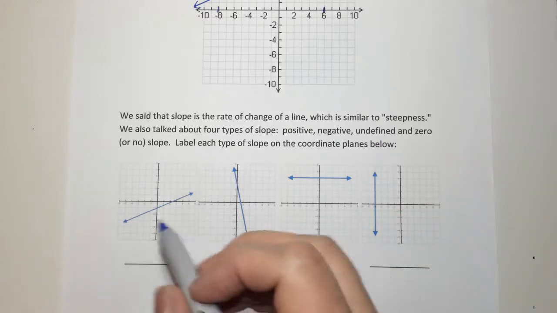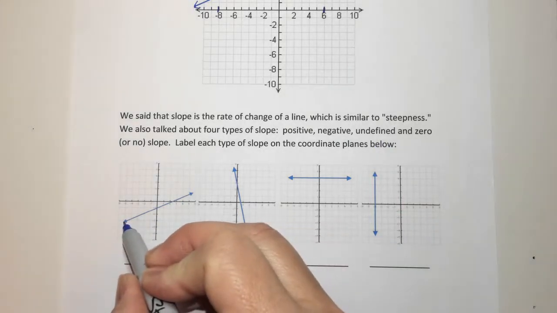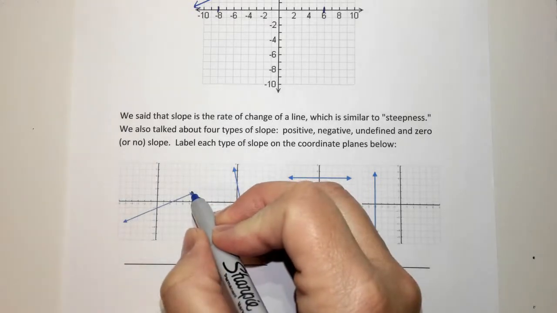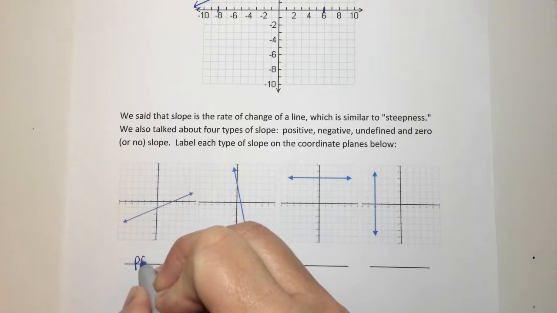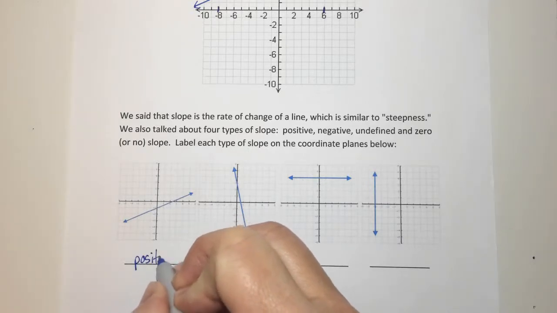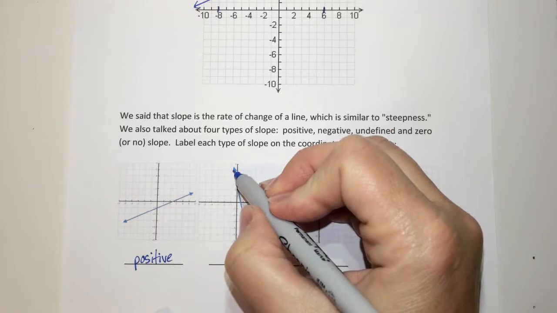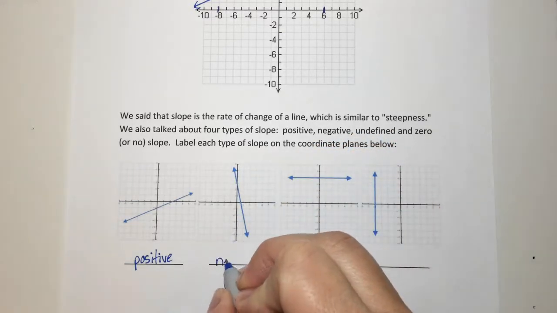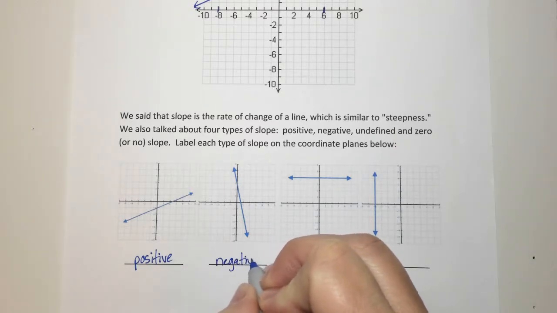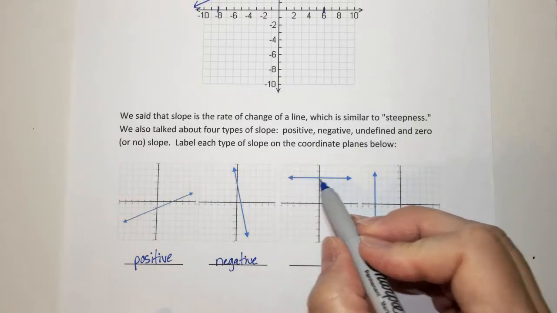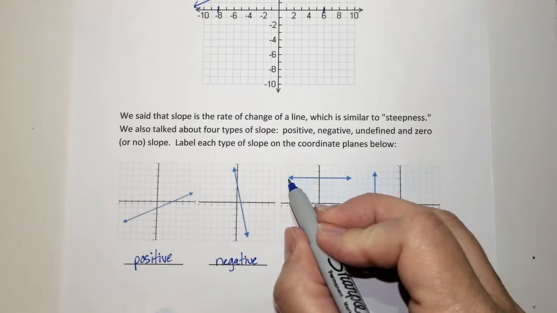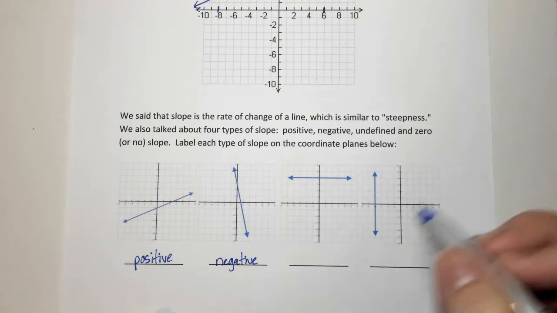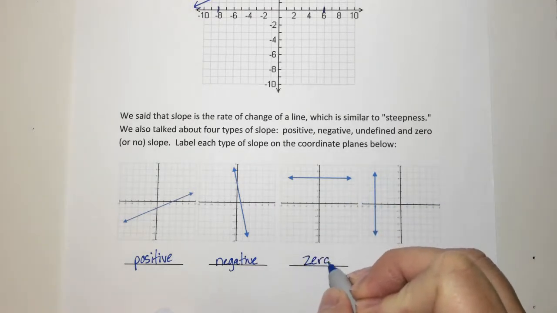Okay, let's look at the first coordinate plane. I see a line that is going what I think of as uphill. It is rising as I look left to right. This is going to have a positive slope. This next one is quite steep, but it's going downhill as you look left to right. This is a negative slope. My third line is not changing at all. As I move left to right, there's absolutely no change. And this line has 0 slope.